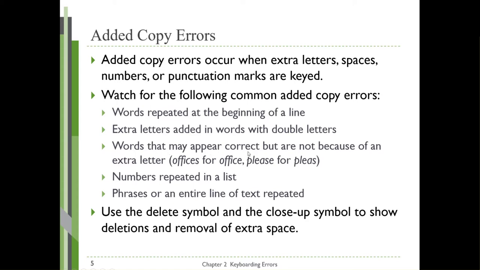Words that may appear correct but are often not because of an extra letter. Oh, here we go. Offices for office. Please for please. So, please meaning a plea for help. Lots of pleas for help are coming from the people, and then someone makes a mistake and puts an E on the end. Numbers repeated in a list. That's pretty common. Phrases or an entire line of text has been repeated.